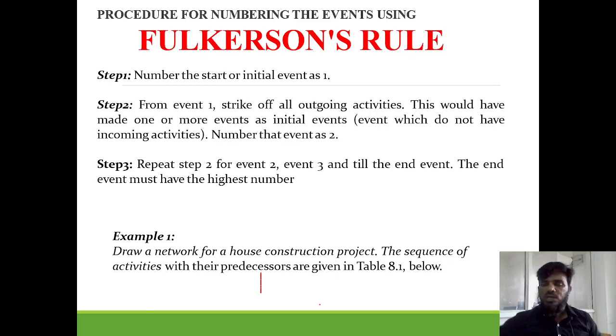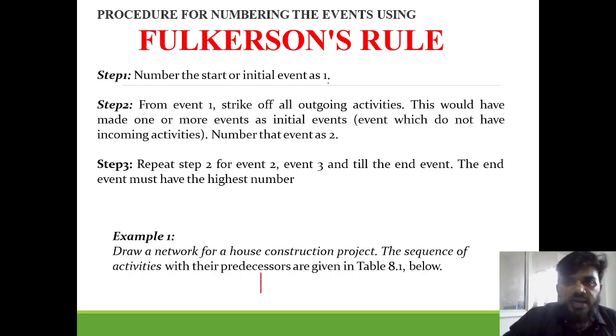Next, what is this Fulkerson rule? This procedure generally says all the things which we have studied. Until one event is completed, you should not start the next event, and the numbering should be given. These are nothing but Fulkerson's rules. Okay. So number the initial event as 1. From event 1, strike off all the outgoing activities, meaning all the outgoings.